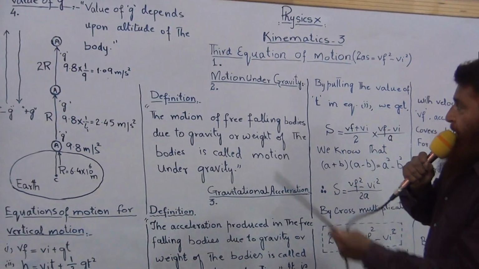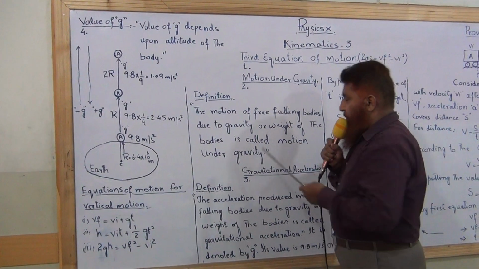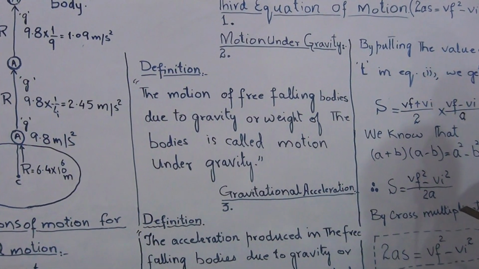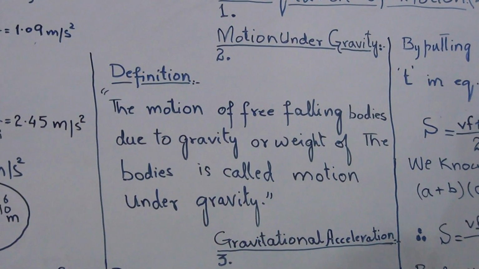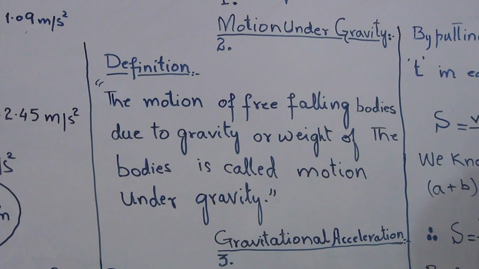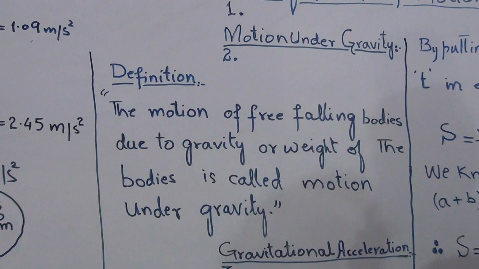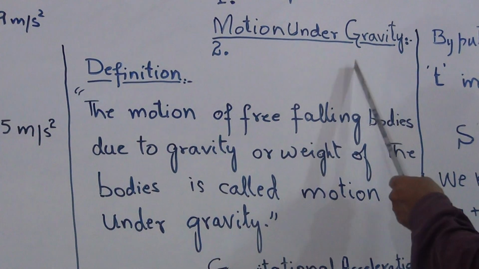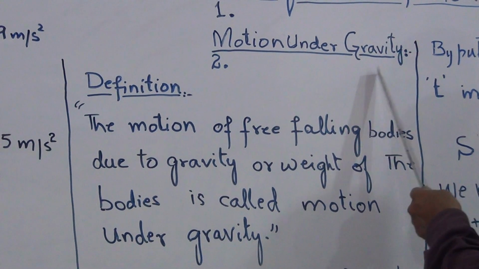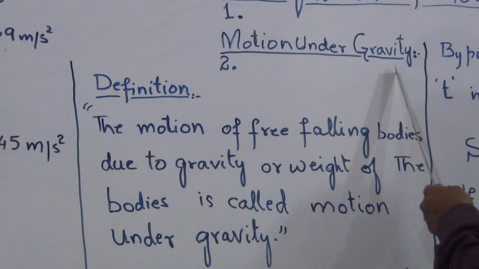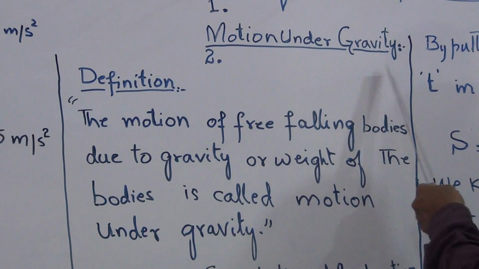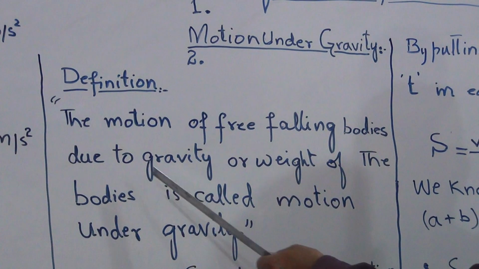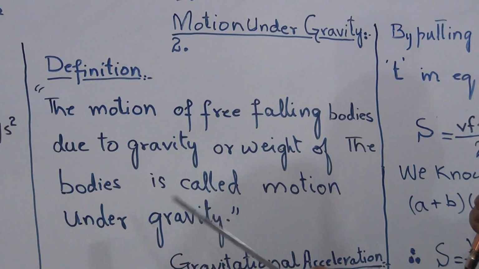Now next is motion under gravity. What is gravity? Gravity is the weight of the body. What is weight? The force exerted by the earth on the body towards its center is called weight. And weight is gravity, and gravity is a force. Those motions which are due to this force are called motion under gravity. You can define it: the motion of free falling bodies due to gravity or weight of the bodies is called motion under gravity.